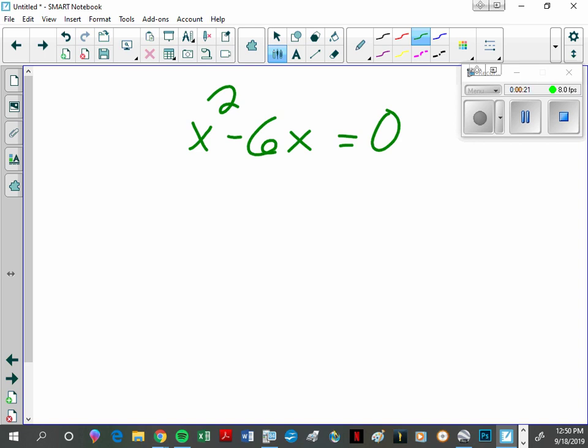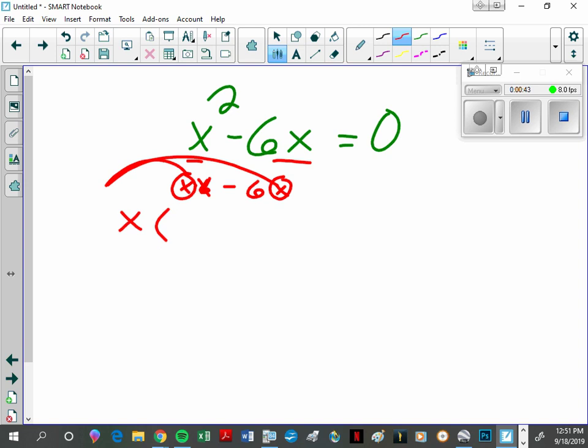Which one is this? Pull out an x. So both of these share an x. So one of them is x times x, and the other one is 6 times x. So I'm going to take out one of the x's. What's left? x minus 6. Now that's equal to 0.